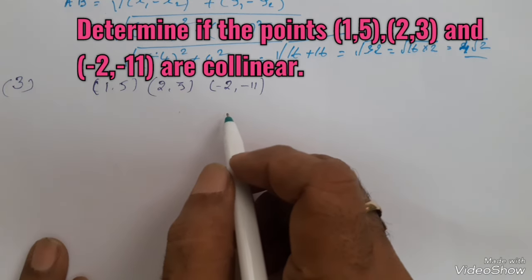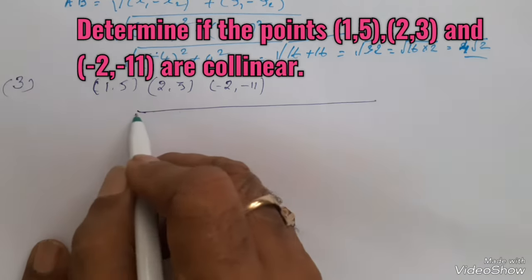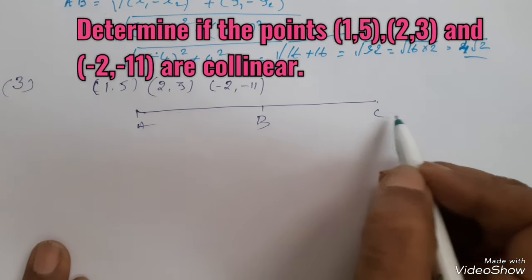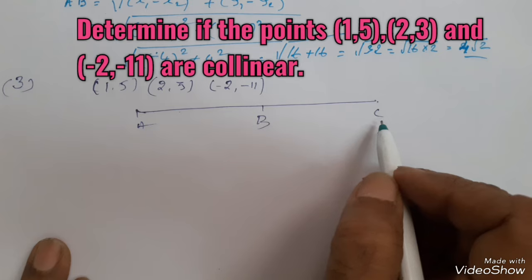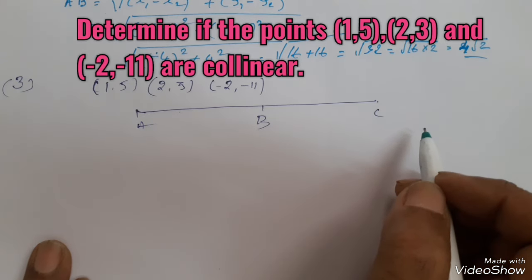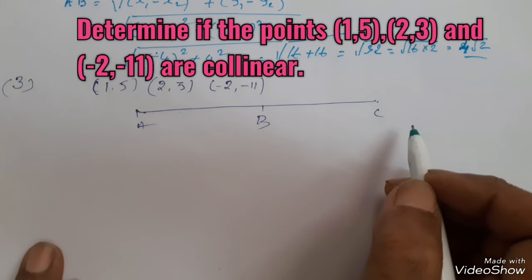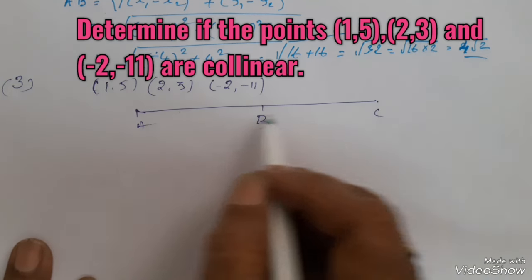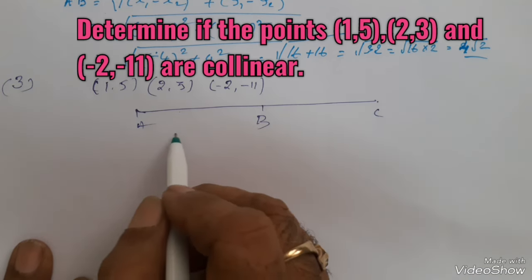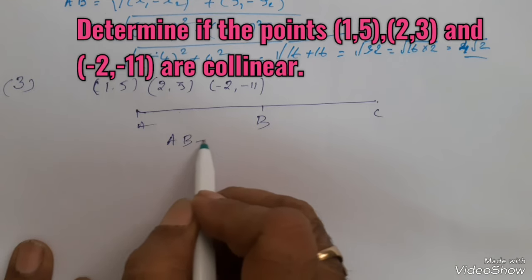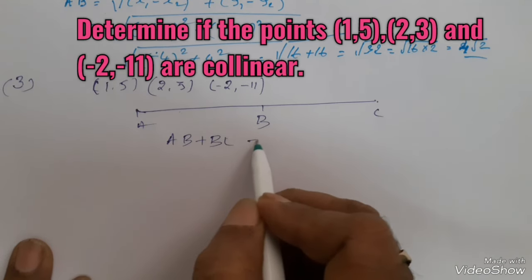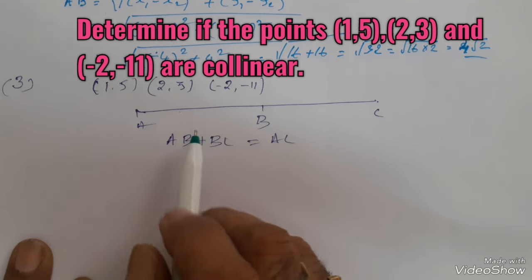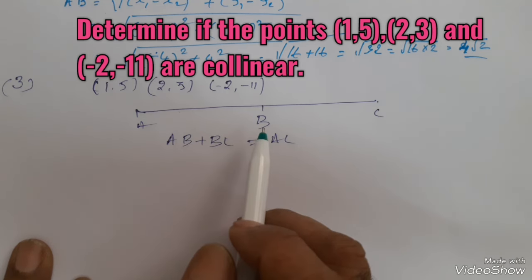What is collinear? When 3 points are in a straight line, we can say the points are collinear. They are called collinear points if they are in a straight line. So when they are in a straight line, we can say AB plus BC equals AC. It means the sum of any two sides is equal to the third side.